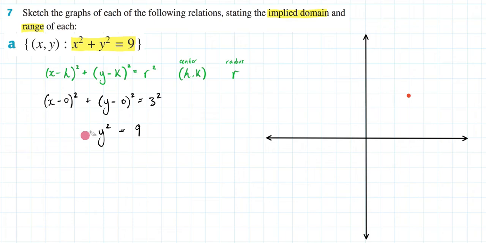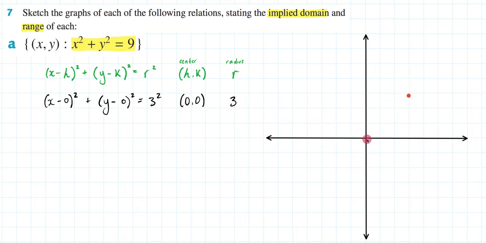So let me get rid of this. Now that it's in this form, I can identify what my center will be. It will be 0, 0. So here I could write 0, 0. And I can also recognize what my radius will be. It will be 3.